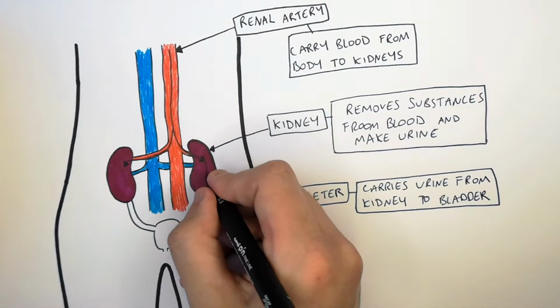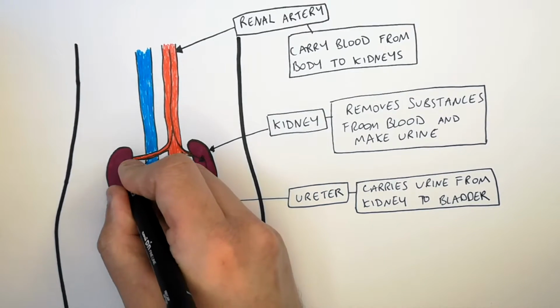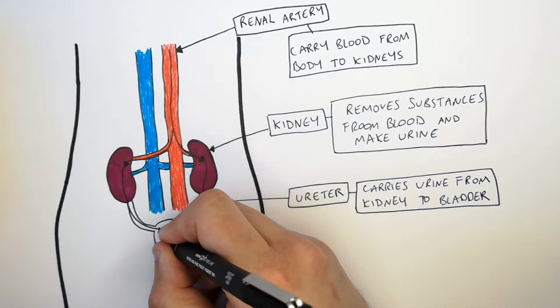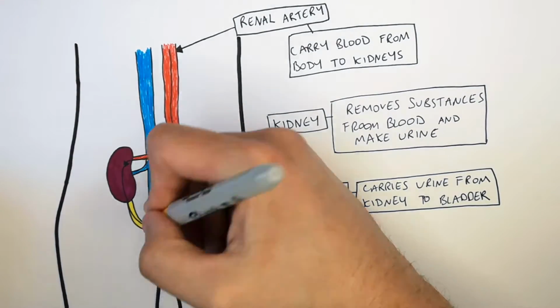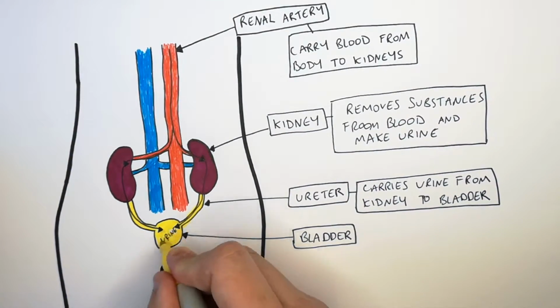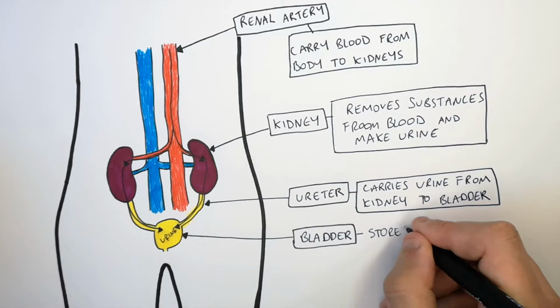So as you can see here, the urine, which is produced in the kidney, is then going to be transferred to the bladder where it is stored. So the ureter carries urine from the kidney to the bladder, and it is the bladder that stores urine. As you can see here, the bladder stores urine.